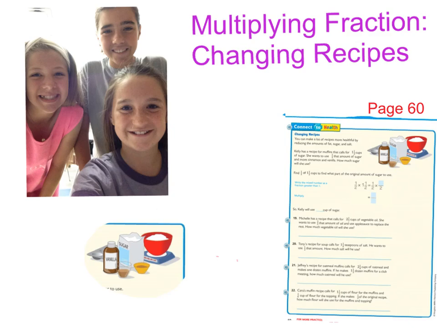Multiplying Fractions, Changing Recipes by Kate, Ellie, and Sadie. We are going to teach you how to multiply fractions in the real world.